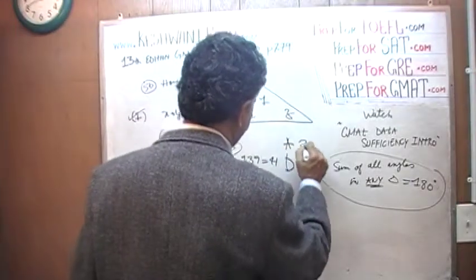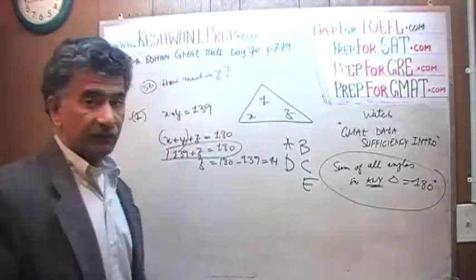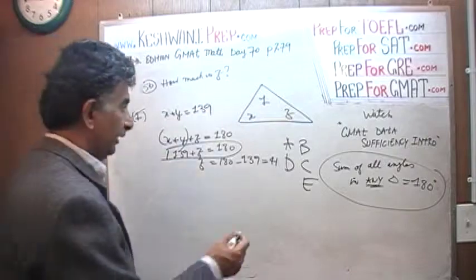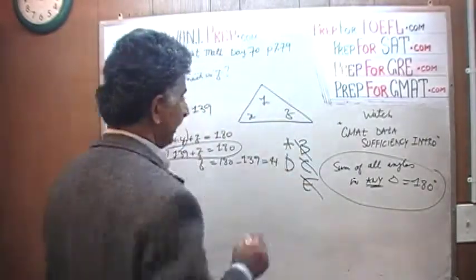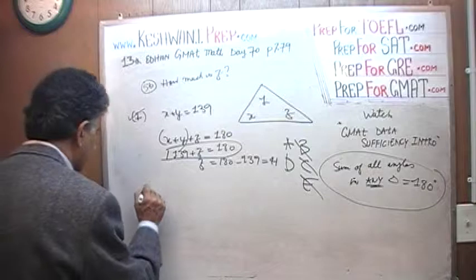A, D, B, C, E. Since the first statement by itself is enough, the answer cannot be B, C, or E. It has to be either A or D. Let's look at the second statement.